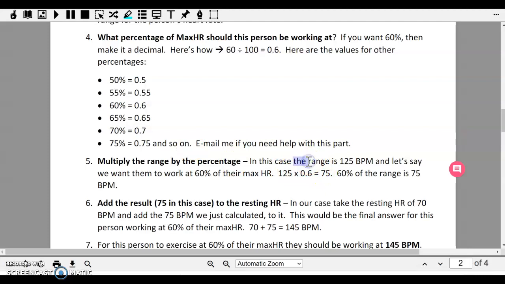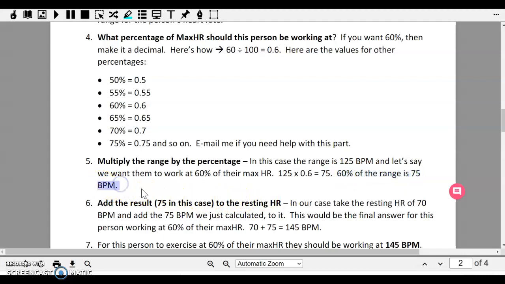range. Now, Mr. Trush's range was 125. We calculated that above, and he wants to work at 60%. So we're going to take 125 and multiply it by 0.6. What that does for Mr. Trush is it gives us 75 beats. That's 60% of Mr. Trush's range.